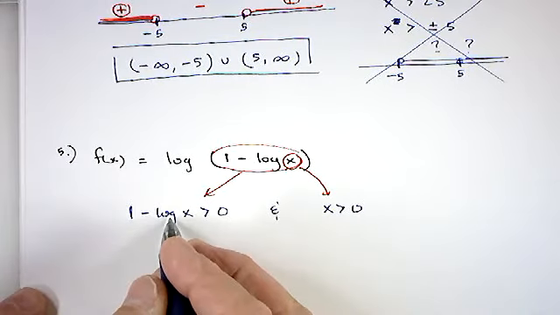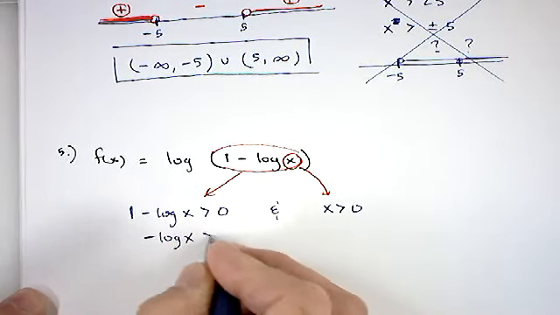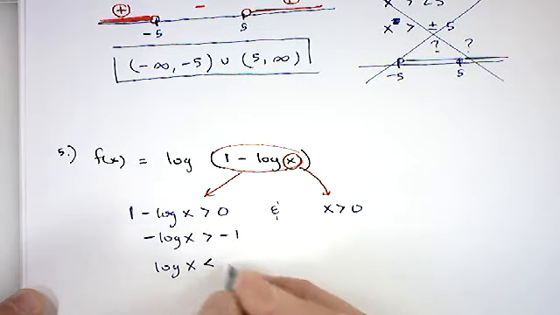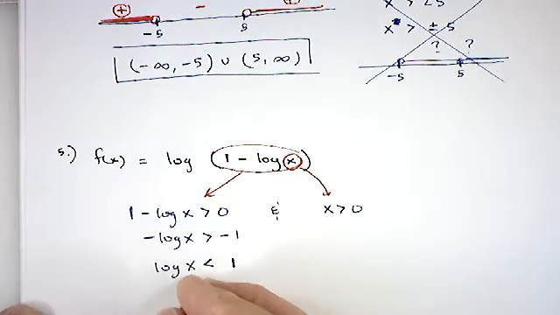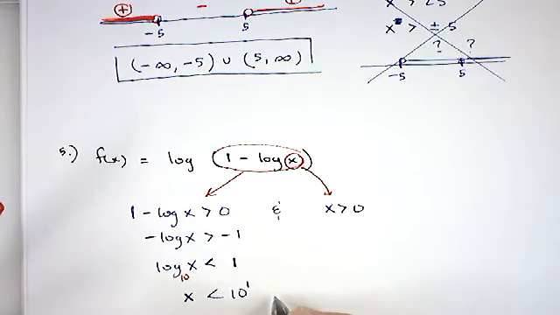If I move this over, or let's subtract 1, and then if you multiply both sides by a negative number, remember that that changes the sign. So this would be the same as log of x is less than 1. Okay, and you can put this in exponential form. This does work for an inequality. Remember, your base is 10, so this is saying 10 to the first, and that leaves the x there. So this is saying x is less than 10 to the first, which is just 10.